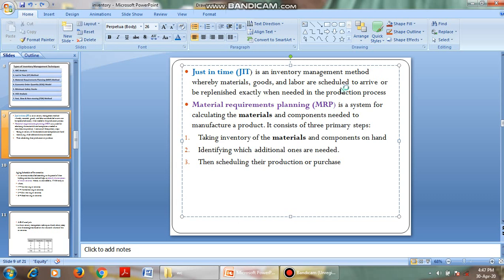So what happened? The raw material is wasted. That is called just in time. Whenever the material is required, it will get the material. Okay. Next, material requirement planning.